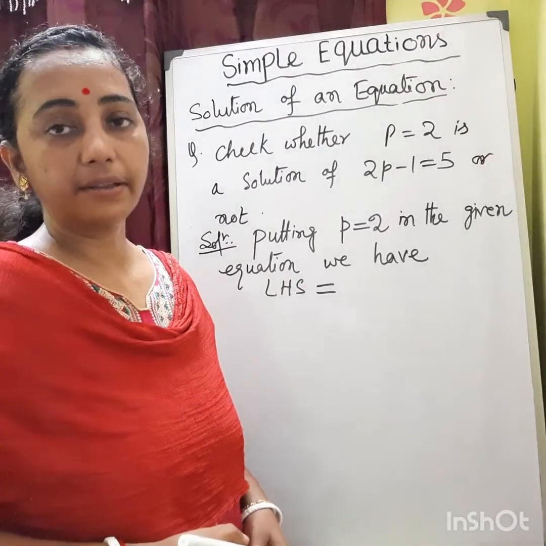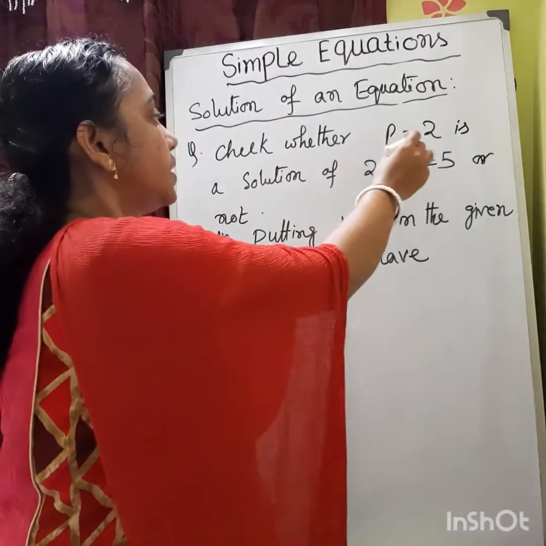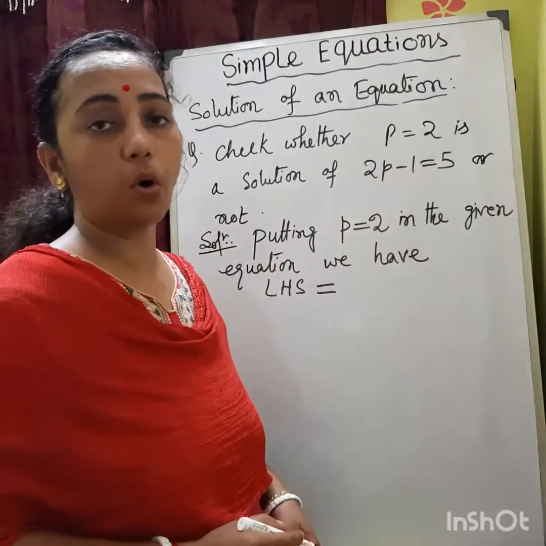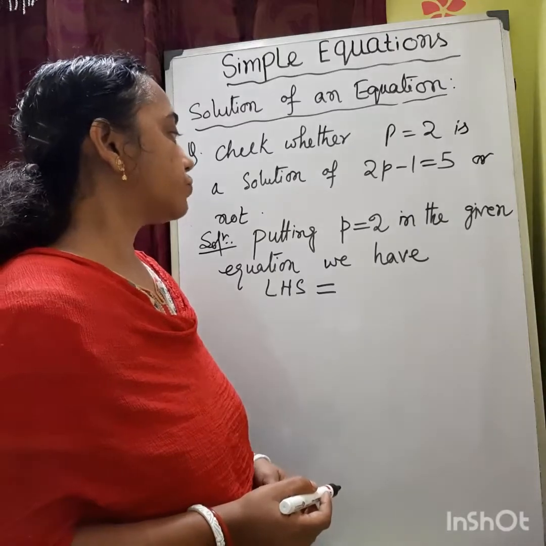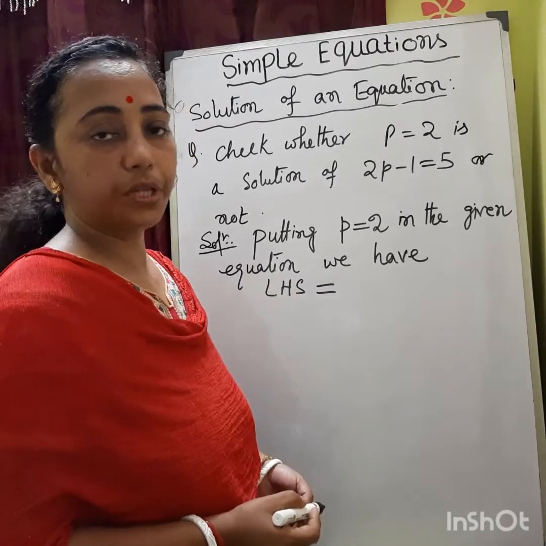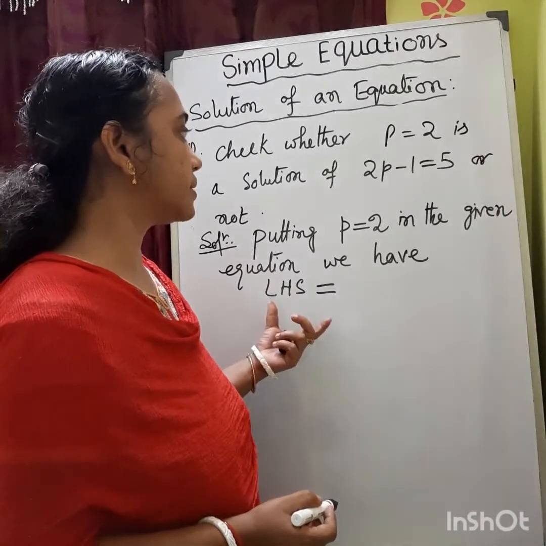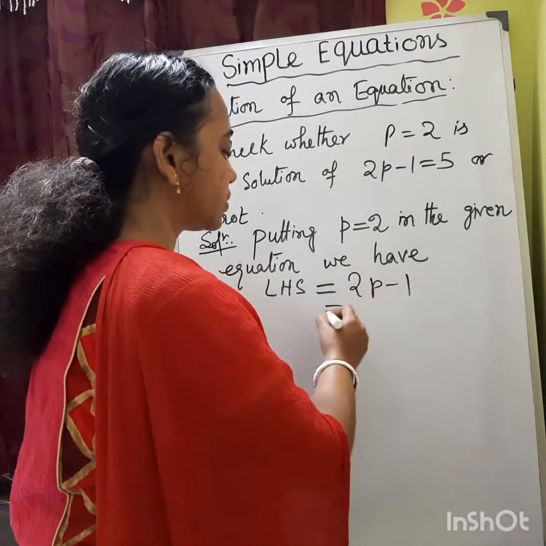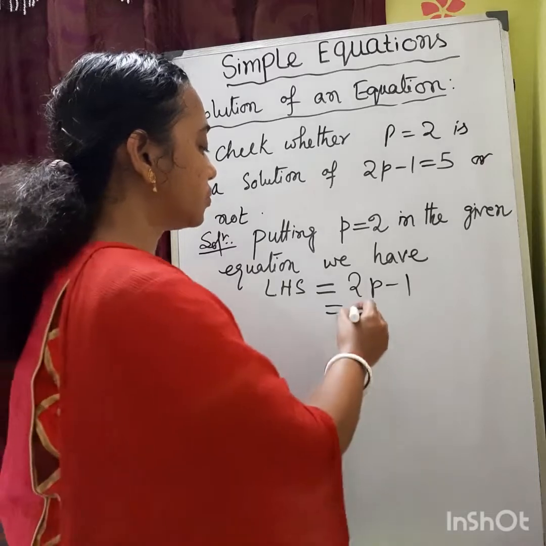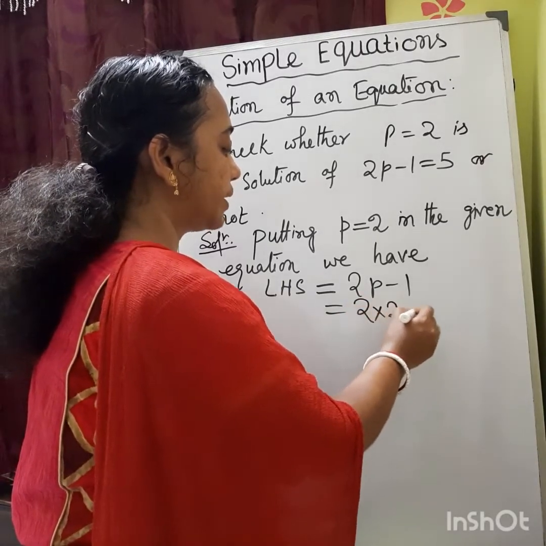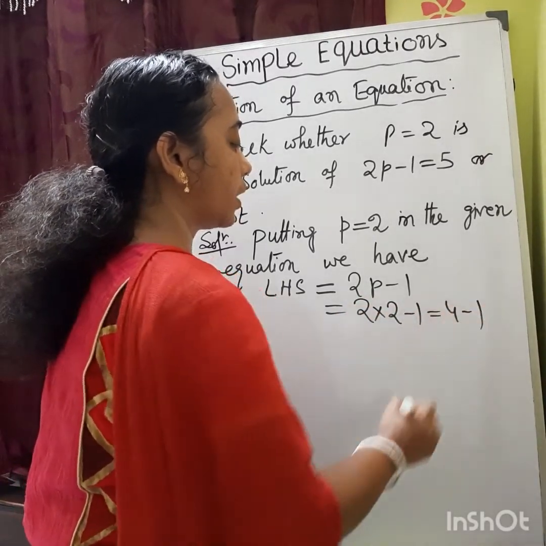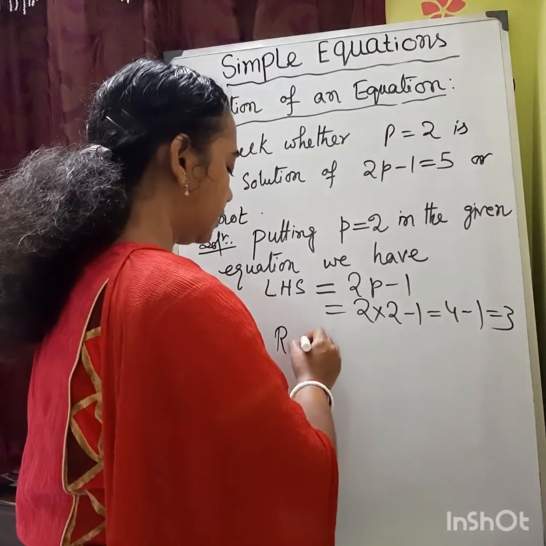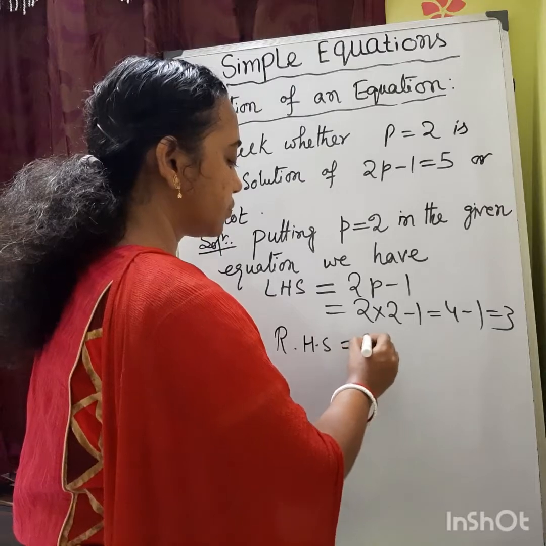Let us consider another example: check whether p equal to 2 is a solution of 2p minus 1 equal to 5 or not. Putting p equal to 2 in the given equation, we have the left hand side equal to 2p minus 1. In place of p we will put 2. So this becomes 2 multiplied by 2 minus 1, that is 4 minus 1, which comes to 3. And in the right hand side, it is already given a constant term, that is 5.